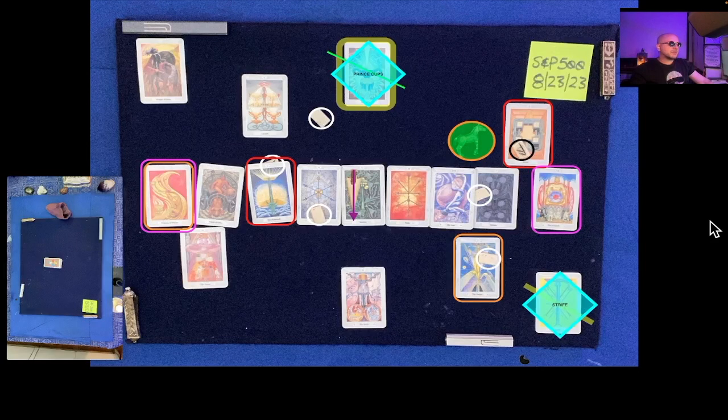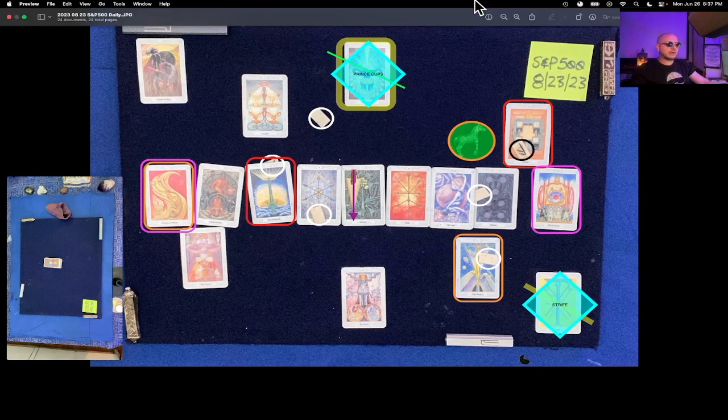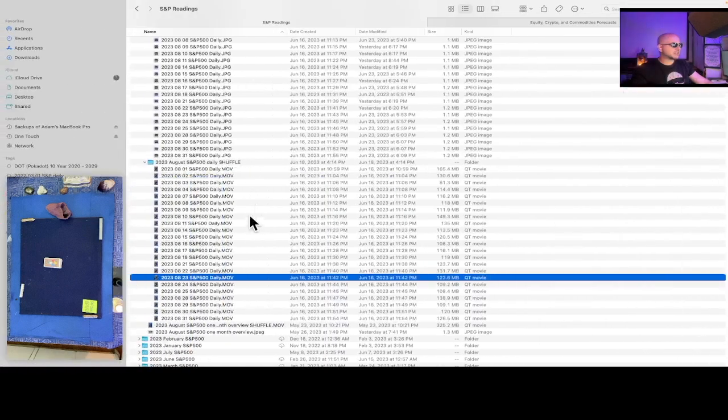This is the S&P 500 one-day reading for August 23rd, 2023. It's currently June 26, 2023, 8:37 p.m. Eastern Time, and the shuffle file for the 23rd was created on June 16th, 2023 at 11:42 p.m. Eastern Time. That's this video right here.